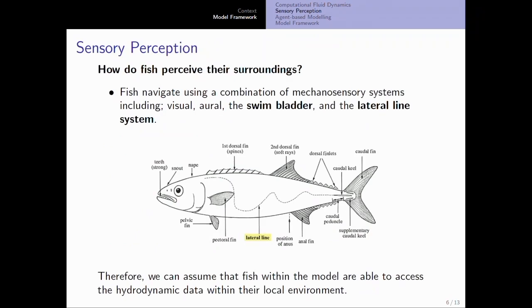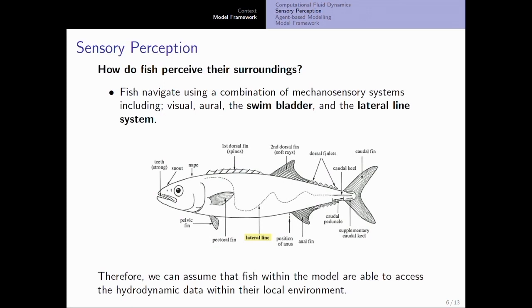So once we have our environment, then we need to understand how does the fish react to its environment, how does it perceive its environment. So fish navigate using a combination of different mechanosensory systems. The first two, visual and oral, that's the same as us, but they don't really use those to assess hydrodynamics, so I won't talk about those.